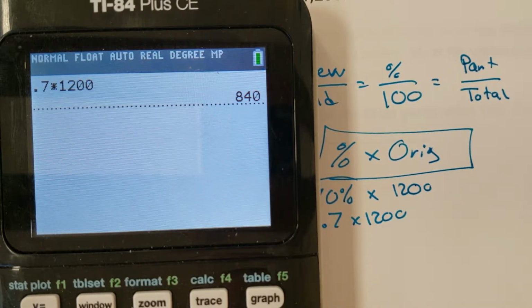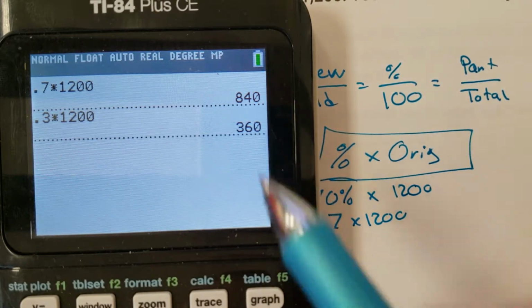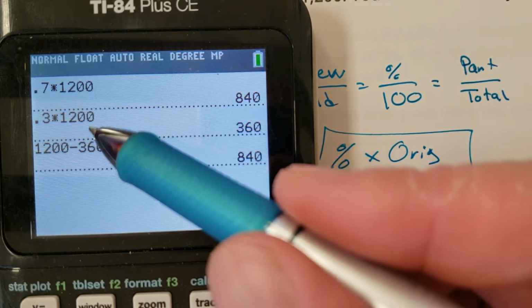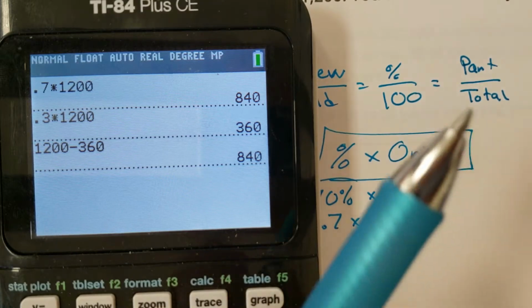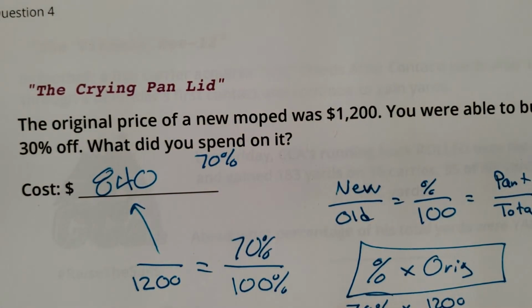Other math teachers would make you do this. They'd have you find the 30%, 0.3 times 1,200. You save 360, so then you go original price minus what you save is what you spend. I like to skip all that and go right to figuring out what comes out of my wallet. All right, so that is the crying pan lid.